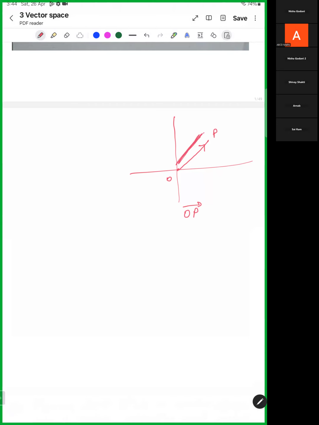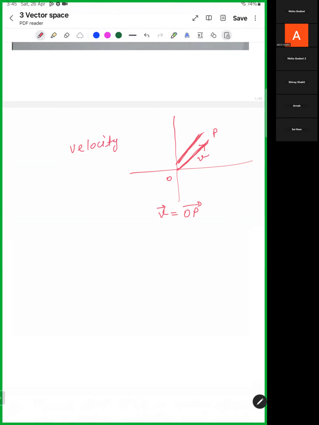Suppose this is vector V. I denote it as V. We can also find its length. It has a direction, and I think you have studied vector quantities. A vector quantity means a quantity having both direction and magnitude, like velocity.